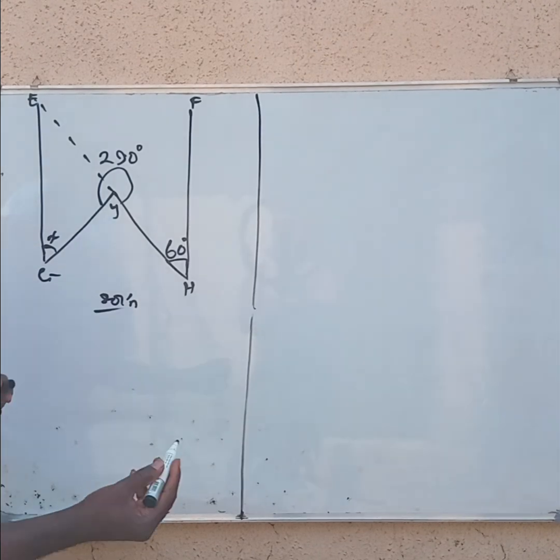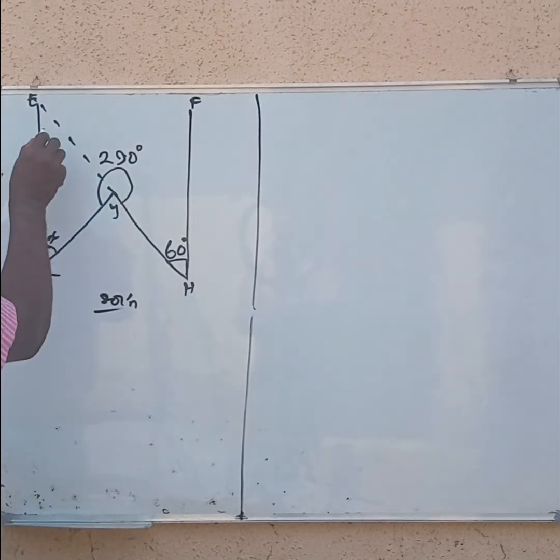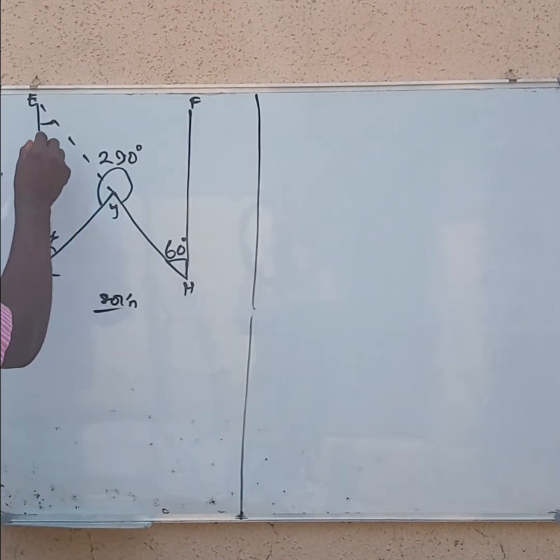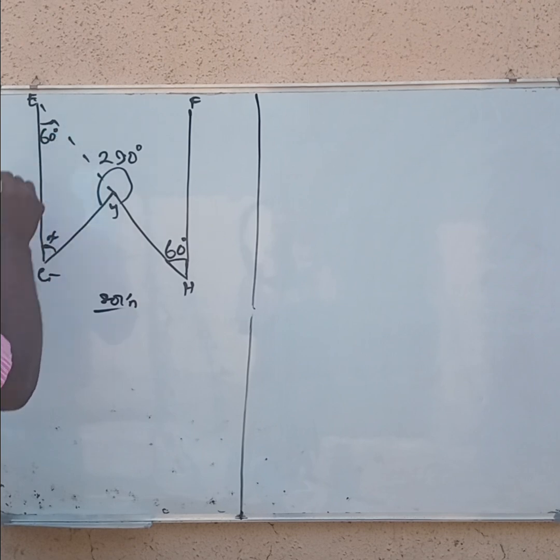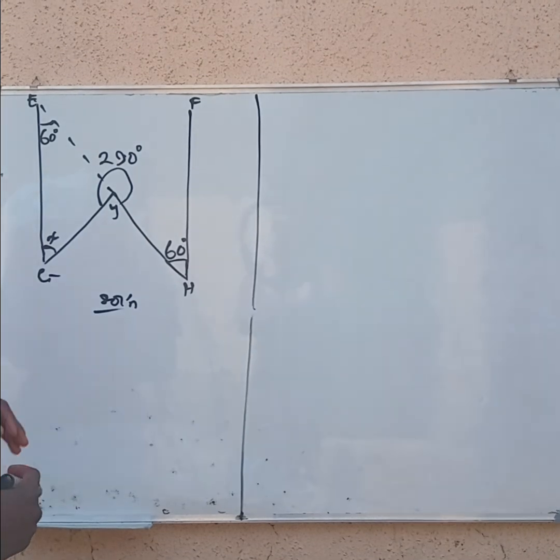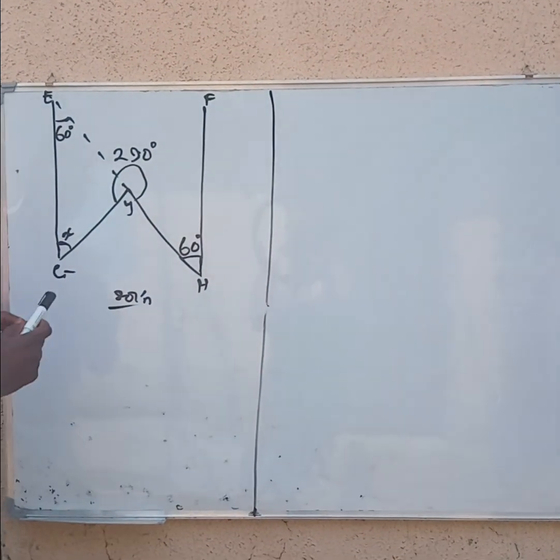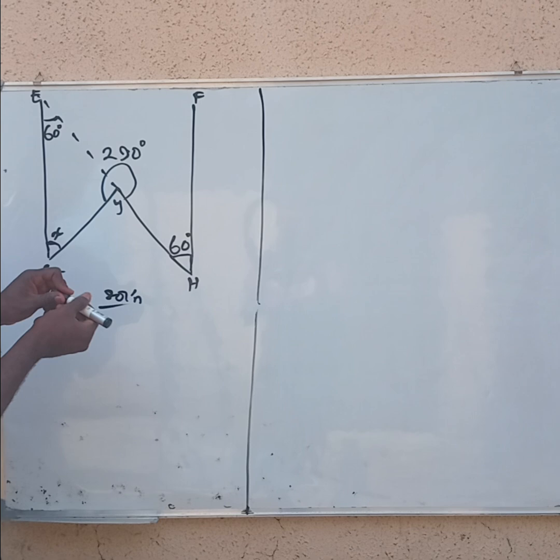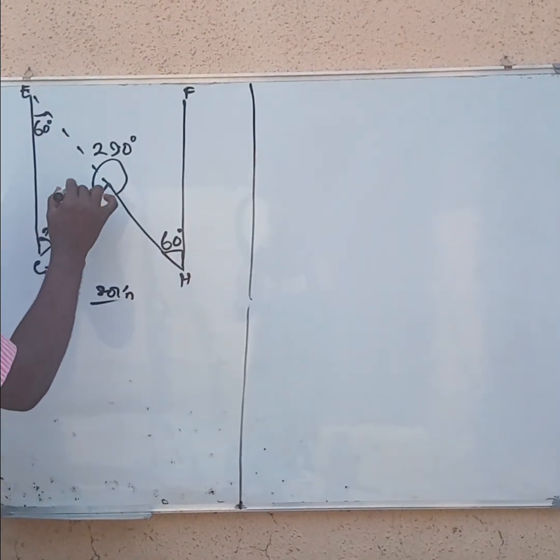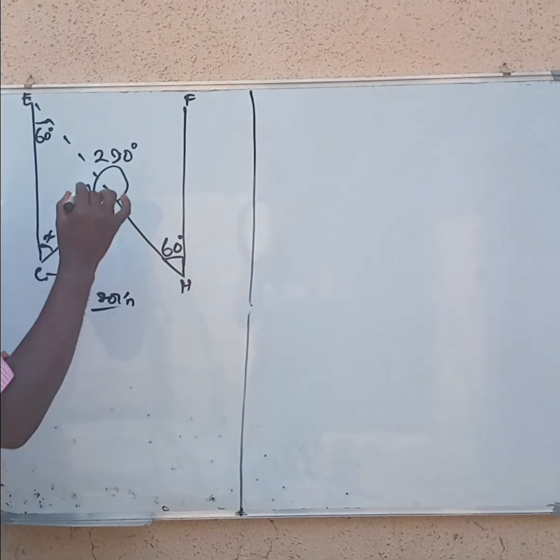Now, the first thing to do is for me to understand the drawing. I know too well that from here I have another angle, and this is alternate to this. So this becomes 60 degrees. Do you get it? Good. Now, since I formed this, for me to find this angle, I'll name this very place M.